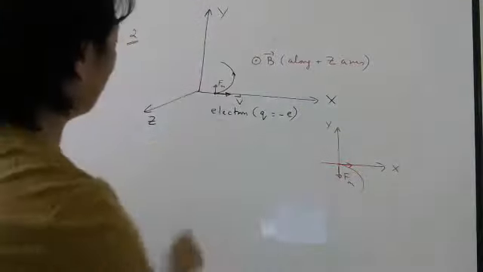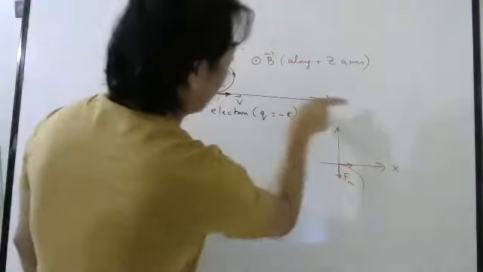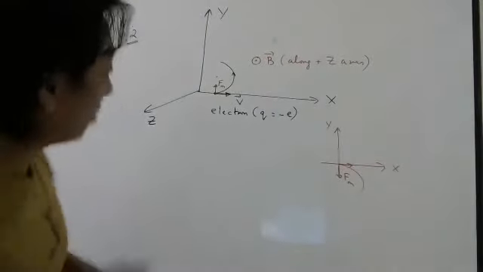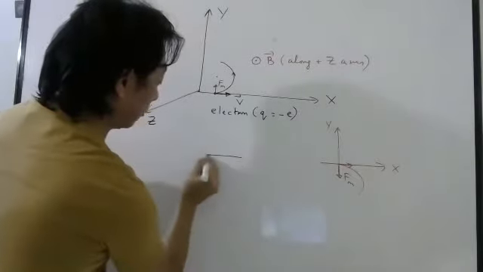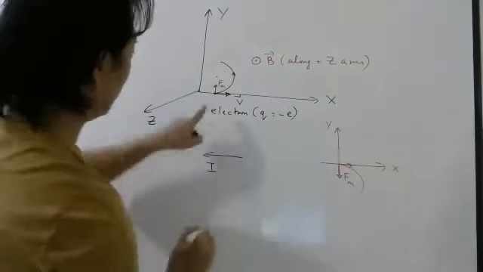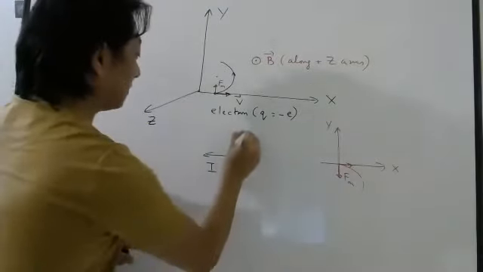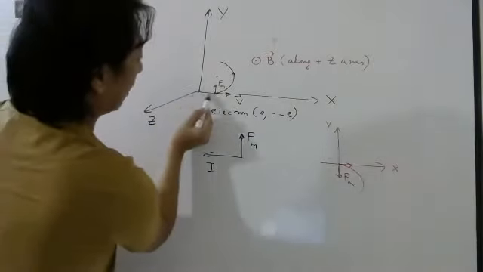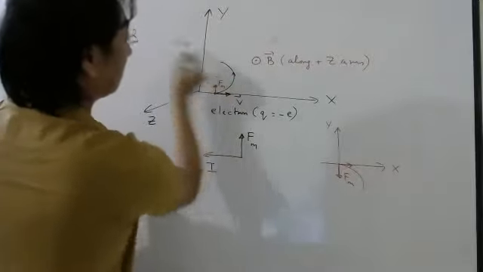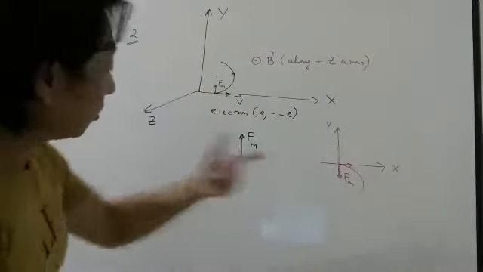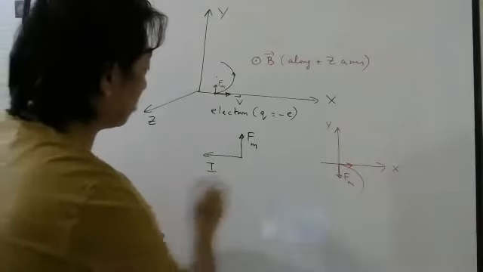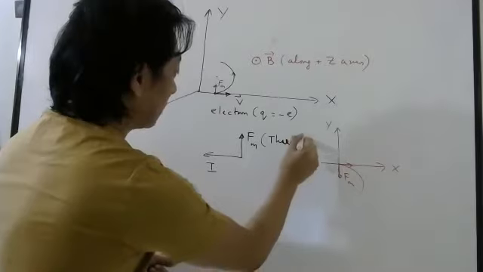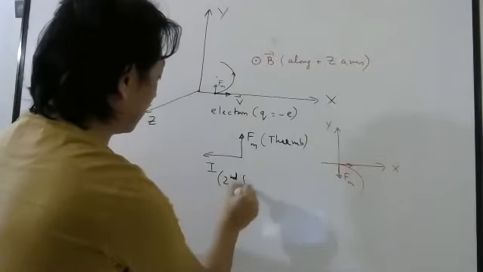But in this problem, electron is moving this way, so current will be this way. So electron is moving this way, so current will be here. Magnetic force should be here. Why magnetic force should be here? Because they want the particle to go anti-clockwise like this. So now put your fingers in such a way that this should be your thumb and this should be your second finger.